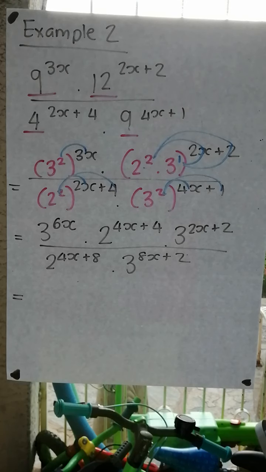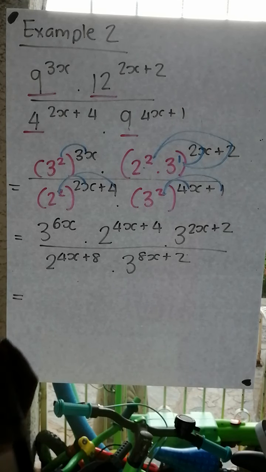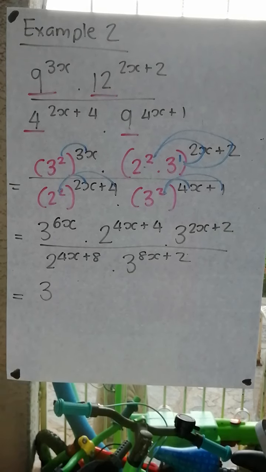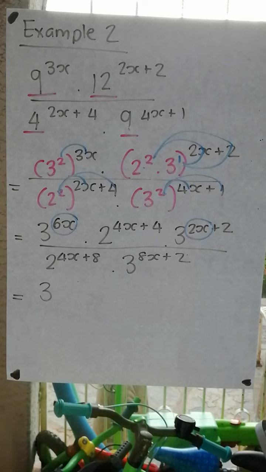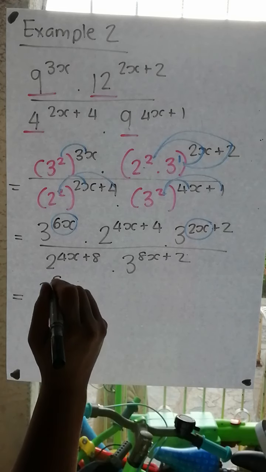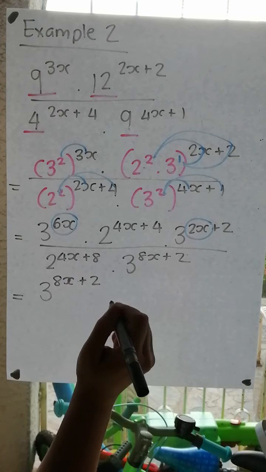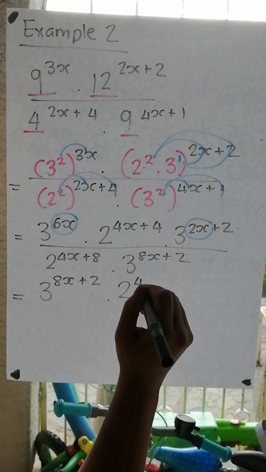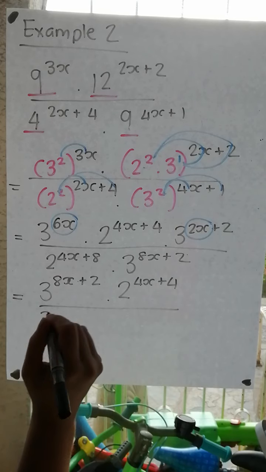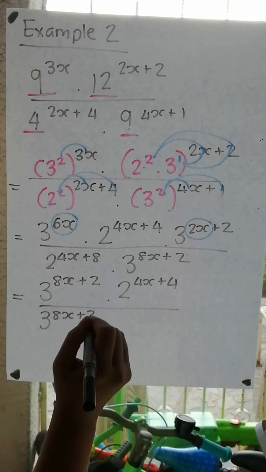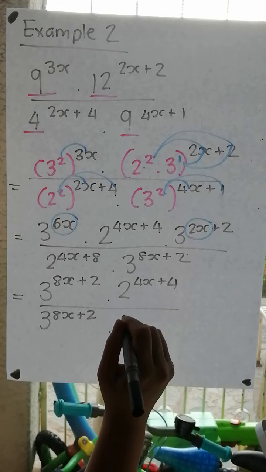I've got the 3 and the 3 that I'm multiplying. So I keep the base, and what do I do to the powers? I must add them. The only like powers that I can add are the 6x and the 2x, which gives me 8x plus 2. And then I've got 2 to the power of 4x plus 4. And I'm just swapping this around, so I have the 3's and the 2's directly above and below each other.